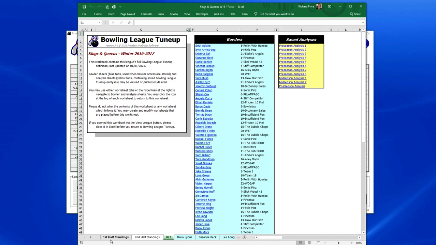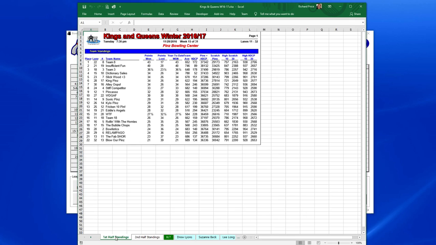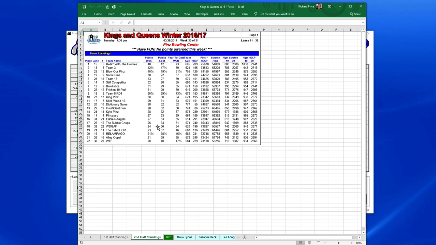This league added 2 custom sheets. They called one first half standings. These were the standings in the league after 15 weeks, after the first half of the split season. Second half standings shows the results at the end of the 30th week. And that's what they chose to do. They could have done this for every week of the season.